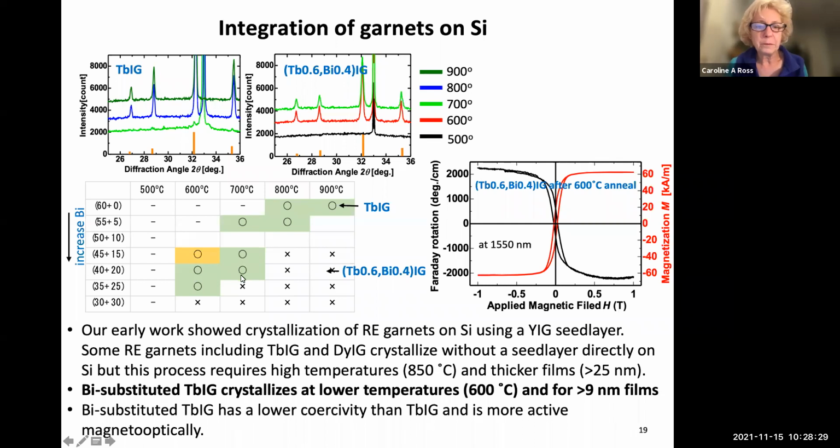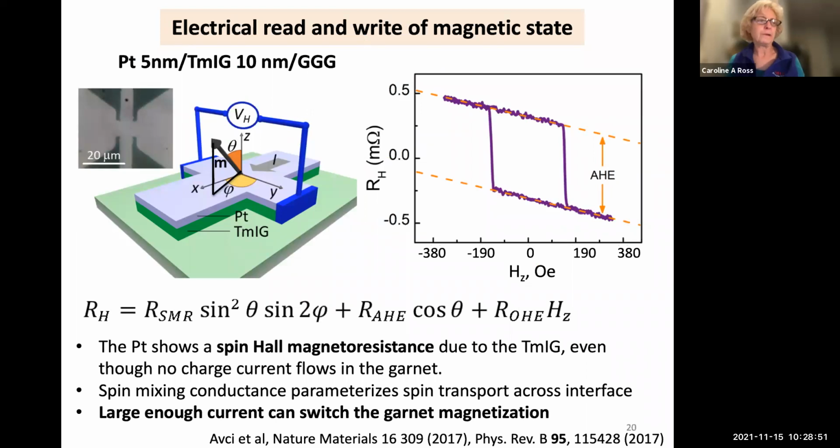And moreover, this material has a low coercivity and actually a pretty favorable magneto-optical behavior. So it does look that one can get garnet films to grow on silicon or other non-garnet substrates by choosing the composition and finding one that crystallizes relatively easily. Okay, so that's a background to the engineering of these films.